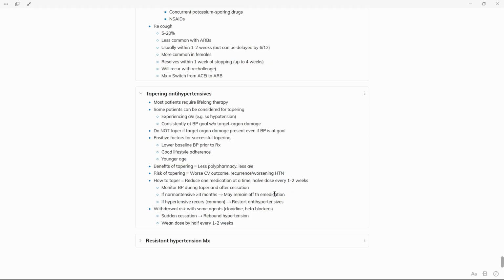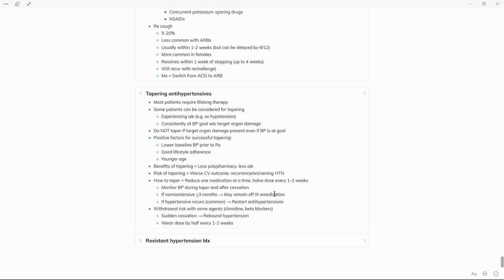We reduce one medication at a time if they're on combination therapy, and we halve the dose every 1 to 2 weeks. We monitor their blood pressure throughout the taper, and even after they've stopped, it is also important to continue to monitor their blood pressure. If they have a normal blood pressure for more than 3 months after you've tapered all their antihypertensives, then it is a successful taper and the patient may remain off the medication. But if the high blood pressure recurs, which is usually the case and more common than being successful, then we want to restart the antihypertensives.